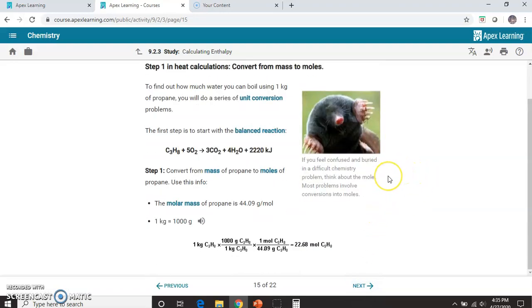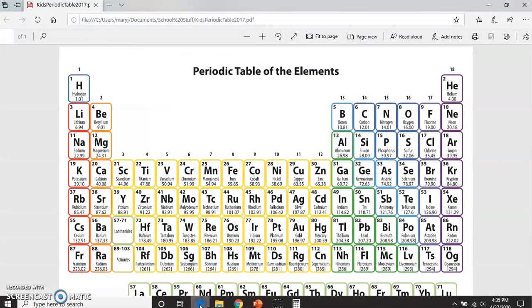Now these moles, we got to remember, we kind of need the periodic table a little bit for this. Step 1, we've got to convert the mass of propane, which is C3H8, to moles. Now, we know the molar mass of propane is 44.09. Where in the world did I get this? Remember what I told you, whenever they say molar mass, guess what you need to look at? You need to look at the periodic table. How many carbons they have, well, 12 times 3, how many hydrogens they have, times 1, and you add them up. Okay, that's where they got molar mass.